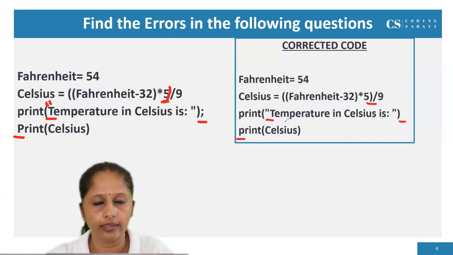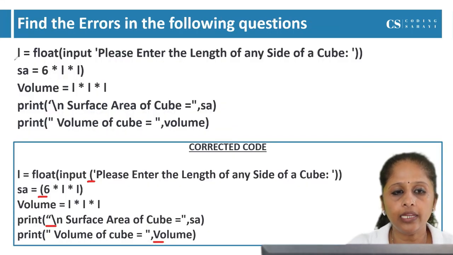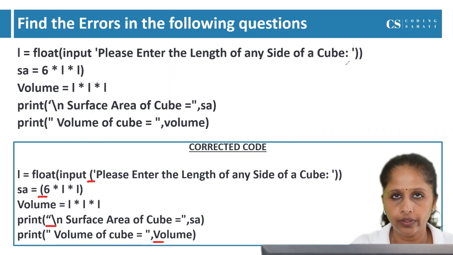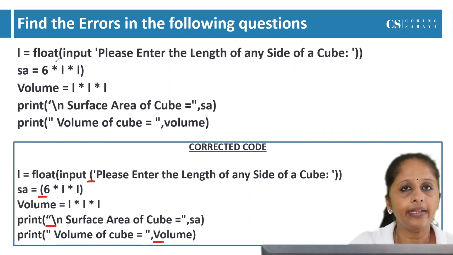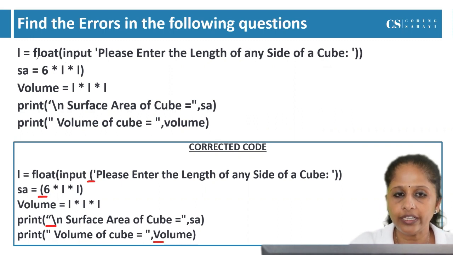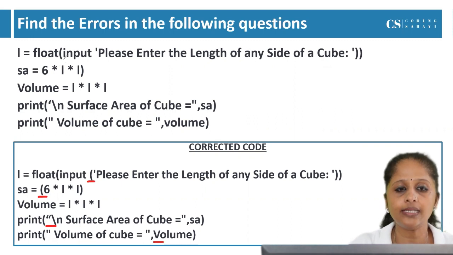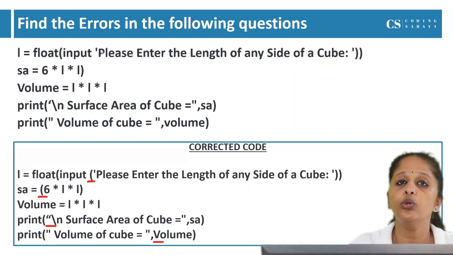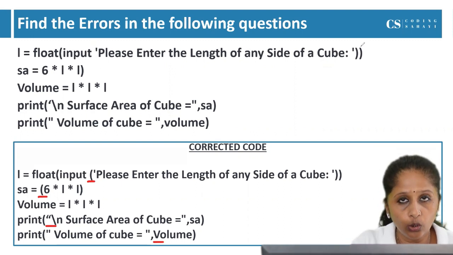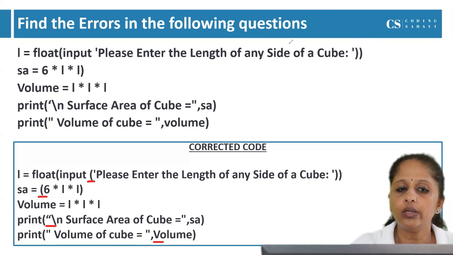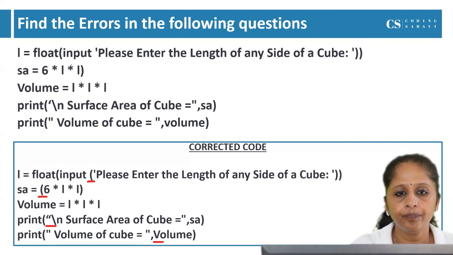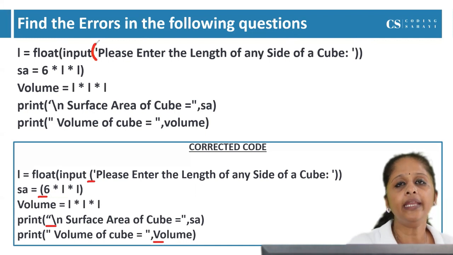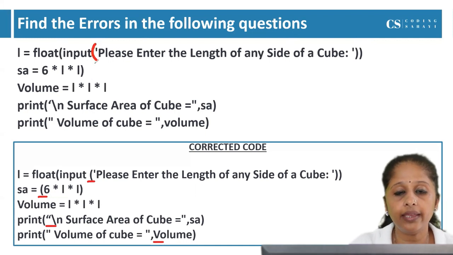Let's check another question. So here L equal to float input, please enter the length of any side of a cube. So you can identify the error here. So float is here, then opening the parenthesis, then input. So input is a method or a function, so you must give parenthesis. Closing parentheses are there, but only 1 opening parenthesis is there. So here the problem is you have to give an opening parenthesis here. So that is the error in this line.